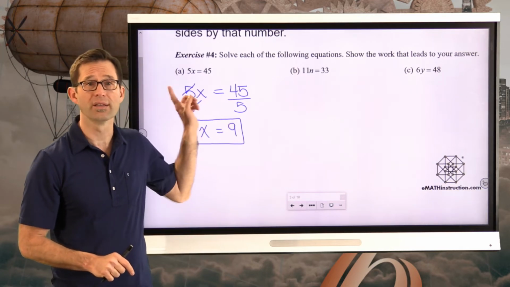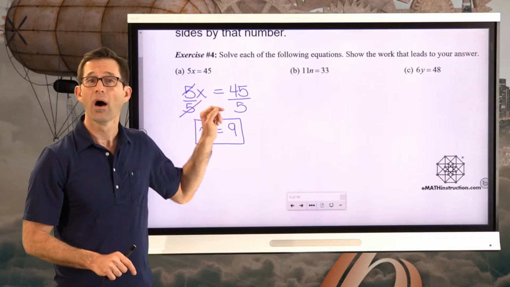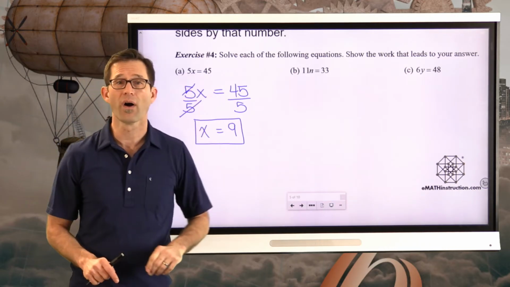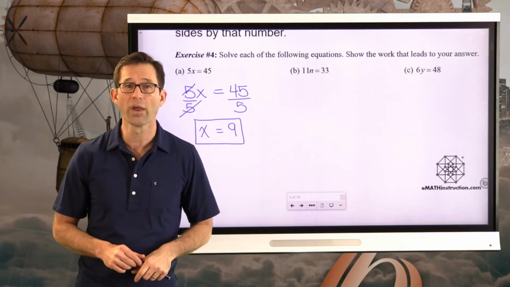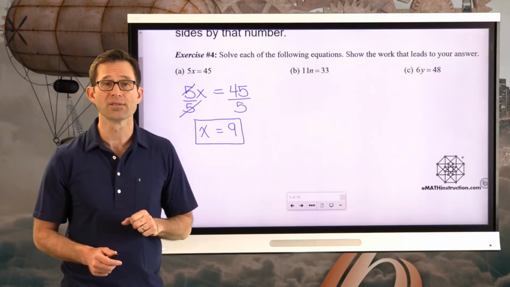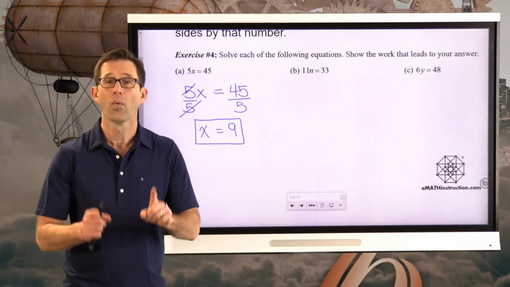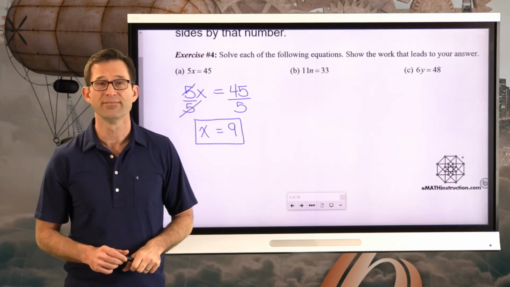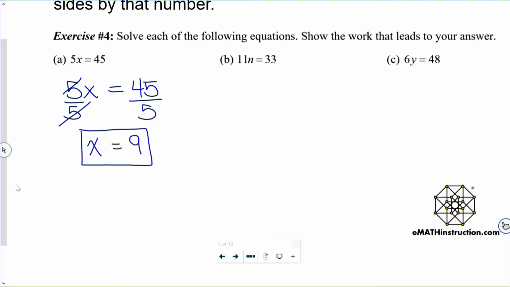If I took the 9 and I substituted it back into this equation, I'd have 5 times 9 equals 45, 45 equals 45, and I would know that was a true equation, and therefore this is a solution to the equation. What I'd like you to do is now solve letter B and letter C the same way.